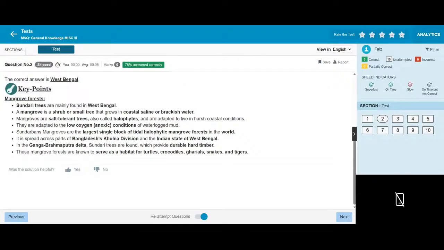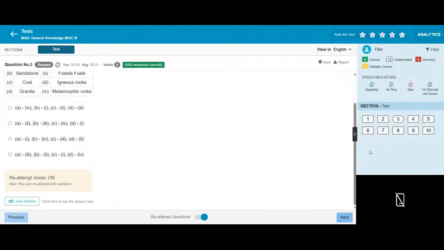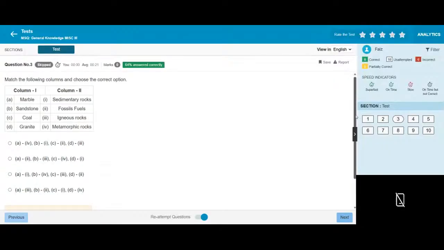It is spread across parts of Bangladesh, Khulna division, and West Bengal, and provides durable hard timber. These forests serve as habitat for turtles, crocodiles, snakes, and tigers. Match the following column: marble, sandstone, coal, granite. Marble, sedimentary; sandstone, fossil fuels; coal, granite, metamorphic.